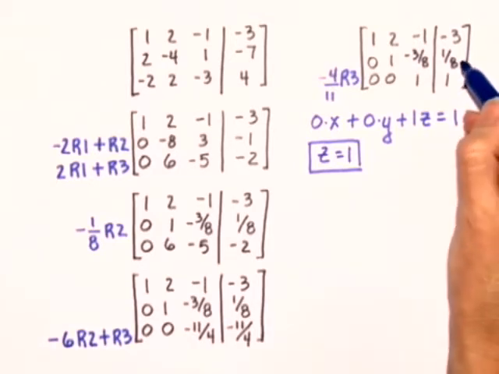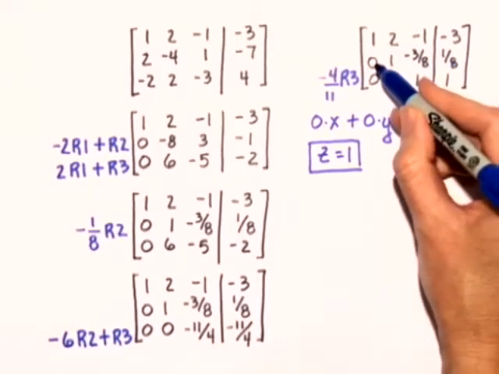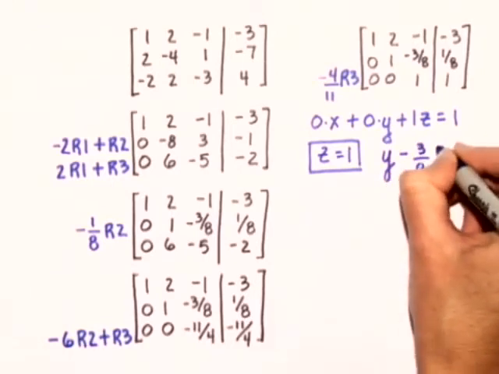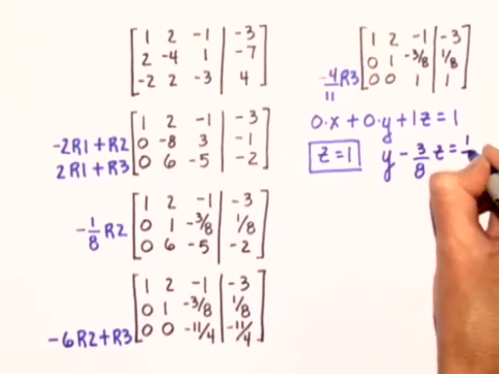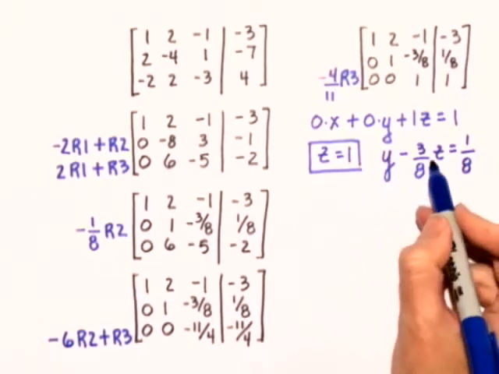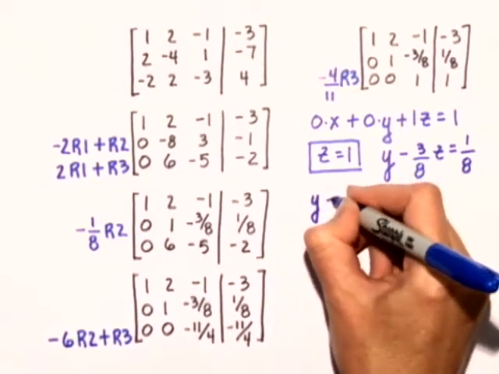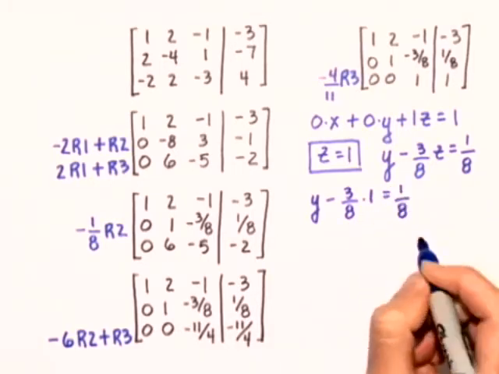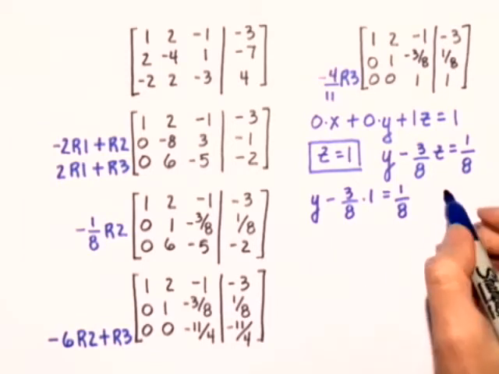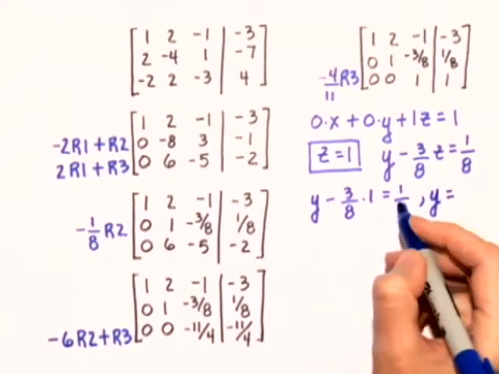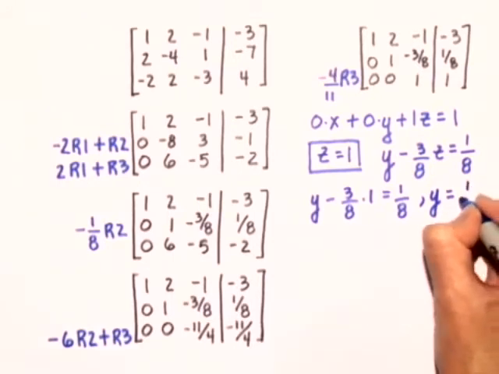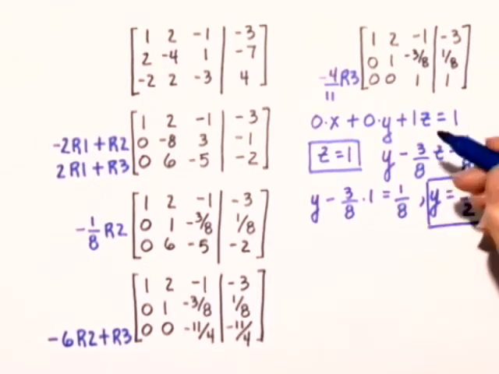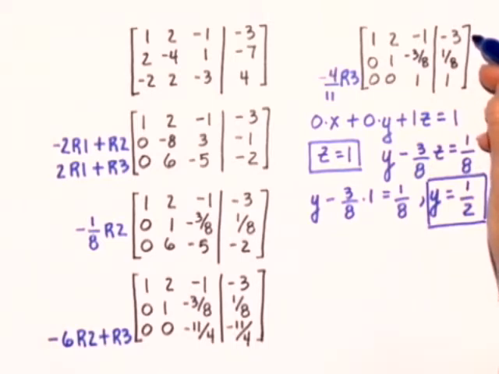So my second row really says 0 times x plus 1 times y minus 3/8 times z is equal to 1/8. I can substitute 1 in for z, and I'll have y minus 3/8 times 1 is equal to 1/8. If I add 3/8 to both sides of this equation, I'll get y is equal to 1/8 plus 3/8, which is just 4/8, or 1/2. So now I've found z and y, and I'll back substitute into my first row to get x.